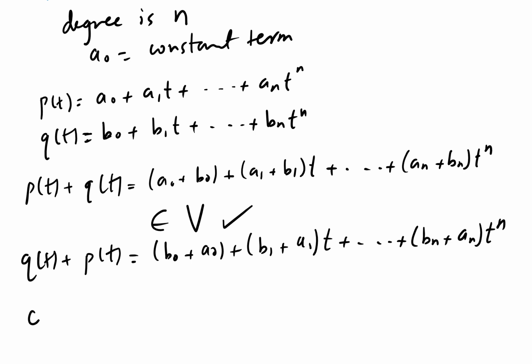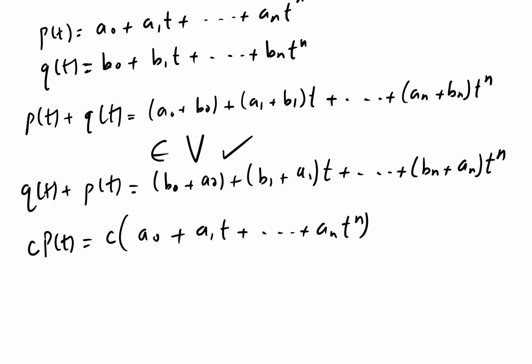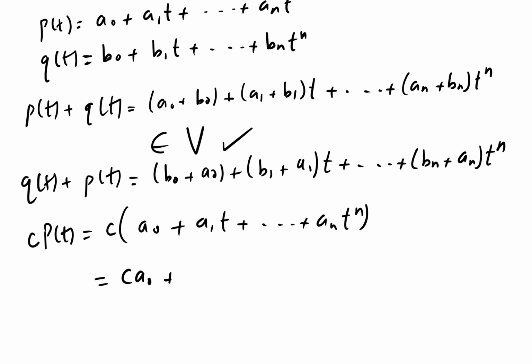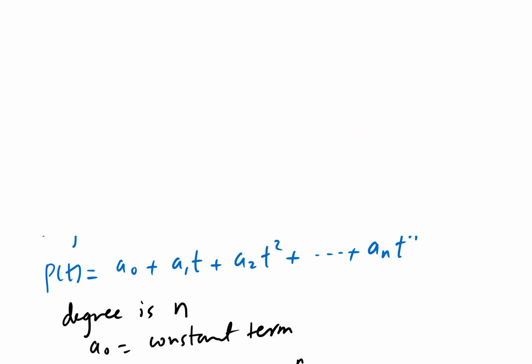How about c times the vector? It means here c times p of t. So c times a0 plus a1 t plus all the way to an t to the n. Let's see if this is going to work. You multiply, c a0 plus c a1 t plus all the way to c an t to the n. And if you like to group them, this is a number, or scalar. So this is fine. How about the next one? What's the next axiom?